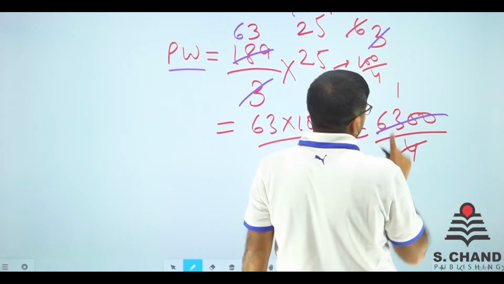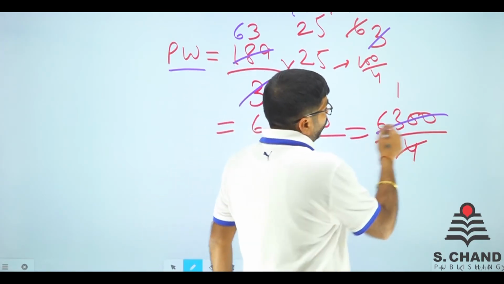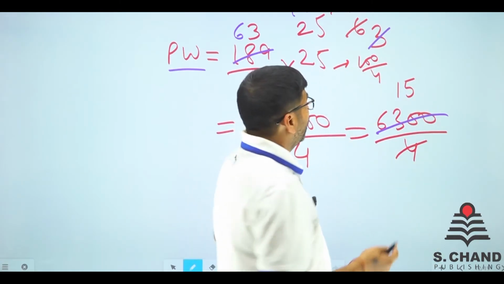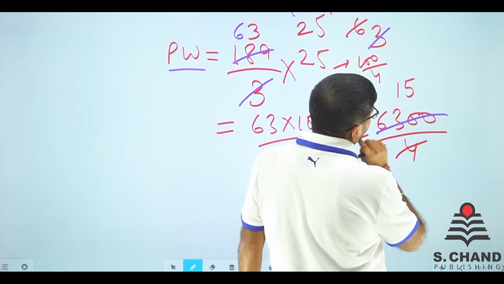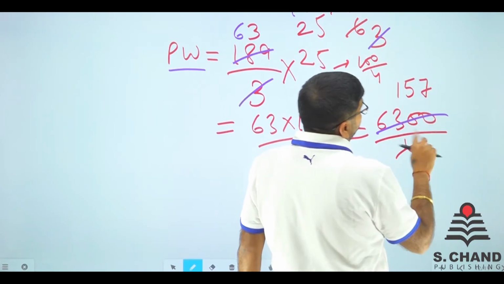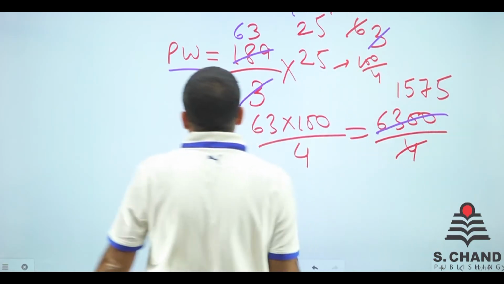6 into 1, that is 4 into 1, 4. There is a remainder of 2. So 23, that is 5. So 30 remains. Now 30, so 4 times 7 is 28. So 7 times we get 2 as a remainder. 2 is 5, 20. So 1575.